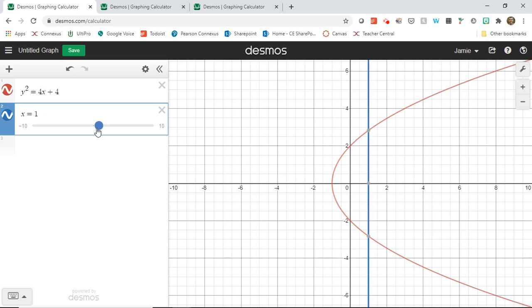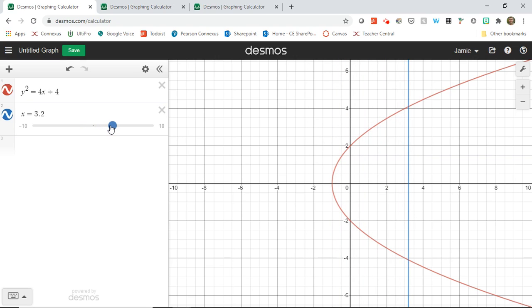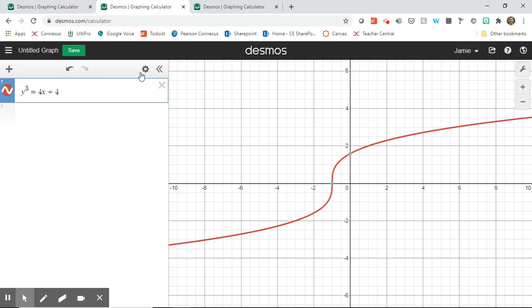And so if we slide that across, you'll notice it's hitting two different points pretty much everywhere on there. And to be a function, the vertical line test says that we're only going to touch one point on that function. So this first one, that's not going to be a function. If we look at our second graph here, y to the third equals 4x plus 4.